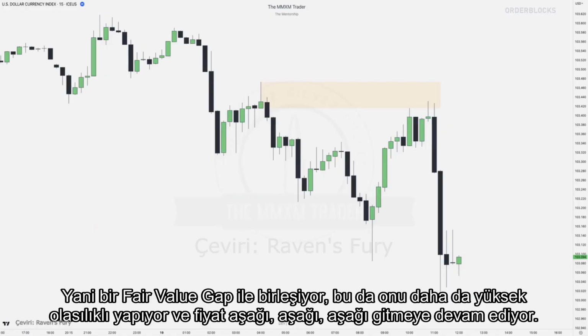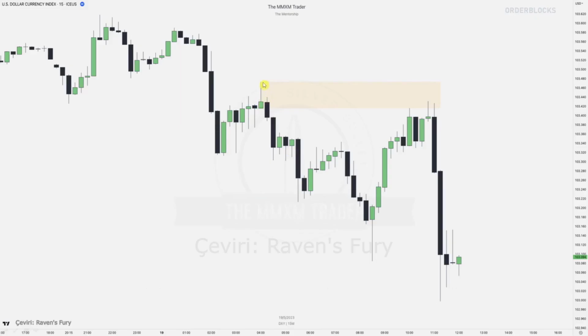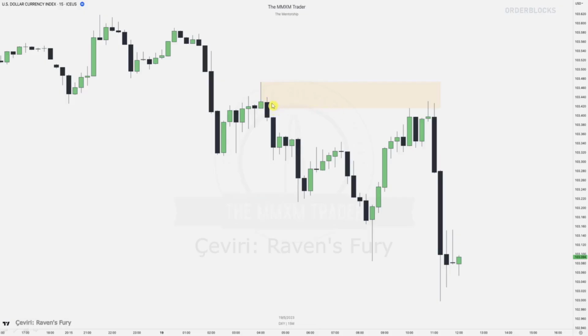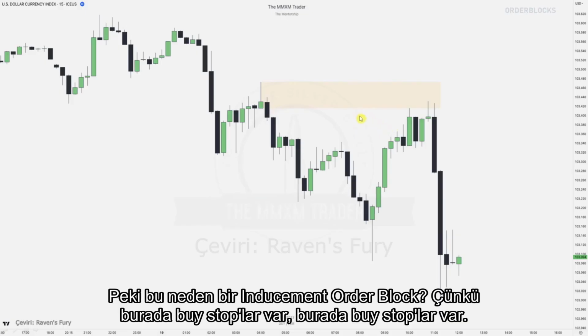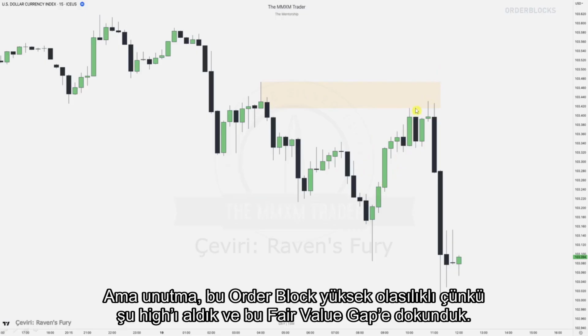Now, let's talk about inducement order blocks, which is this over here, right? We have this rejection candle, right? Long wick on the top. So a bearish reversal candle. Now, why is this an inducement order block? Right? We've got buy stops over here, buy stops over here. So price seems to be pushing up and up and up, and it seems like we're in bullish order flow.